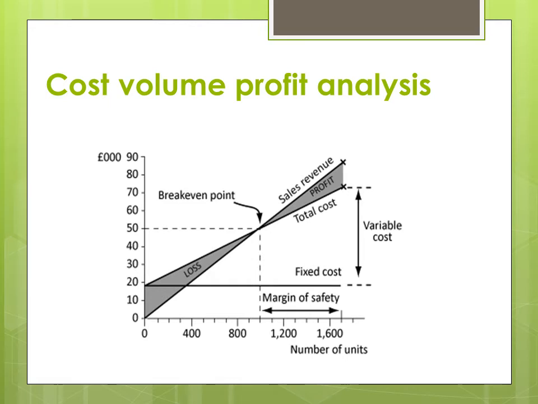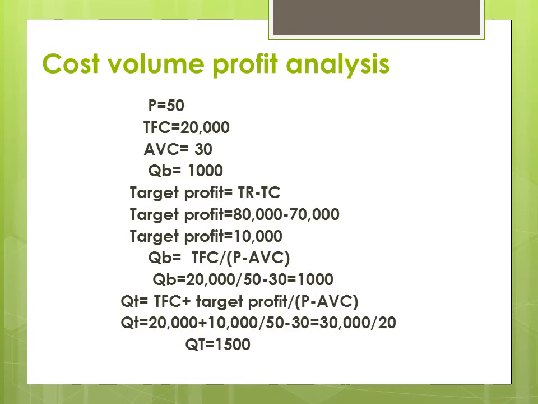But we take some fixed costs here. Now we can represent it algebraically. Here the fixed values are price equal to 50, total fixed cost equal to 20,000, and average variable cost equal to 30. So by using the break-even point formula, we get our output, which is equal to 1000.